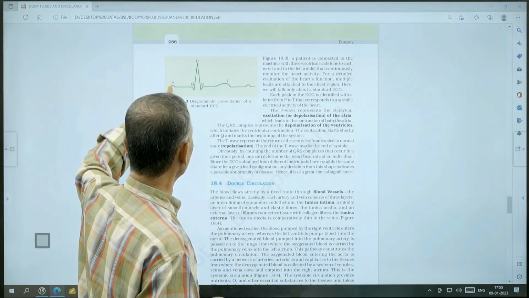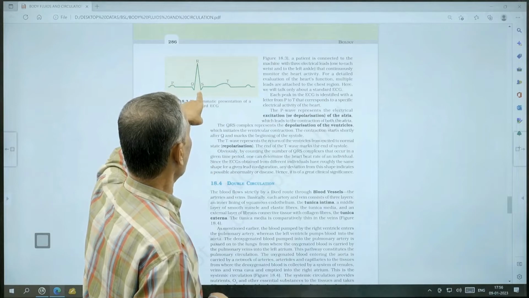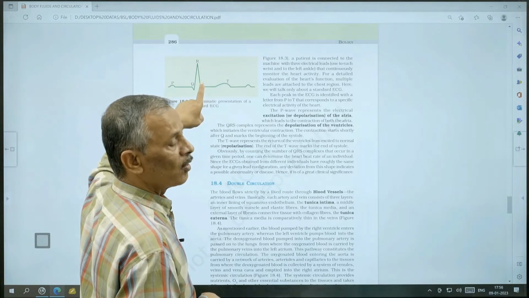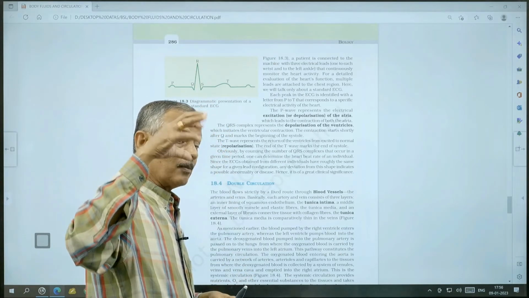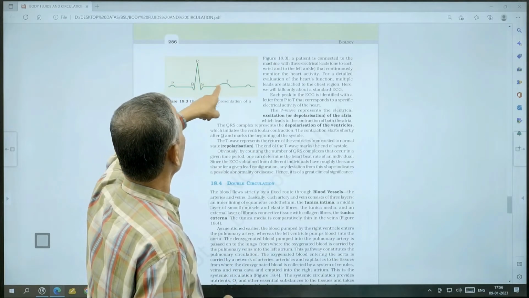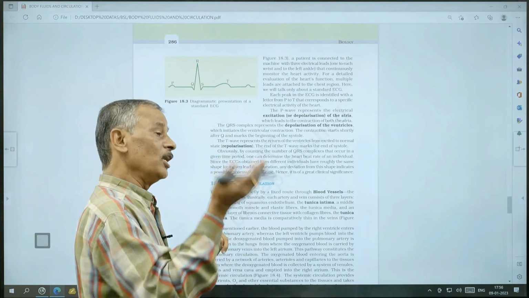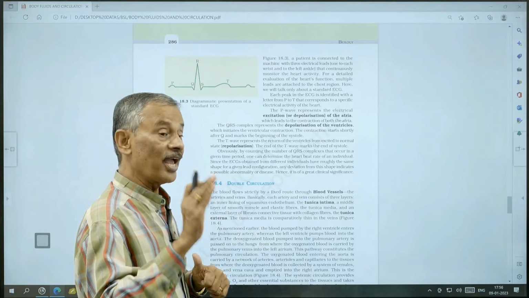It is during this period that the atrium is contracting. QRS is a wave complex that represents depolarization of the ventricle, that is, the ventricle is contracting. Remember, it is during this contraction that blood is pumped. So this is very, very important. And the T wave represents the coming back, the repolarization of the ventricle. That is diastole of the ventricle.